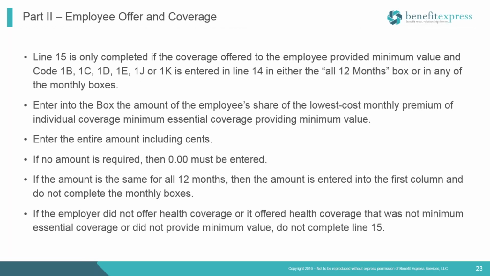Now let's look at part 2. Part 2 is the employee offer and coverage, and part 2 is basically where you demonstrate what the employee contribution was under your program. Now you only complete it if you use codes 1B, 1C, 1D, 1E, 1J, and 1K. If you use, as I indicated before, 1A, you don't have to complete this form. And again, it's not the contribution for the plan they took, it's the cheapest plan that you offer.